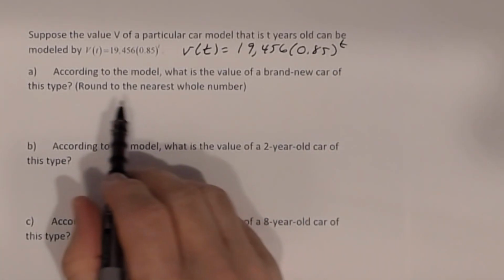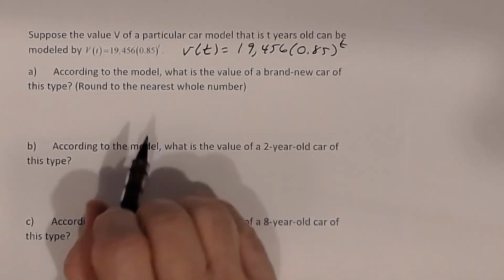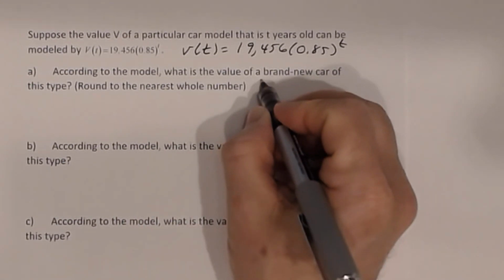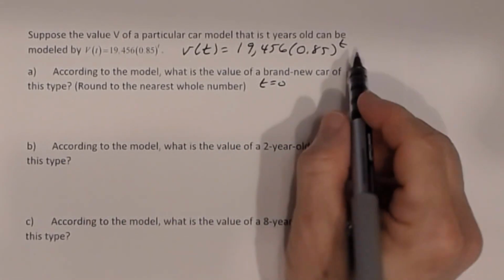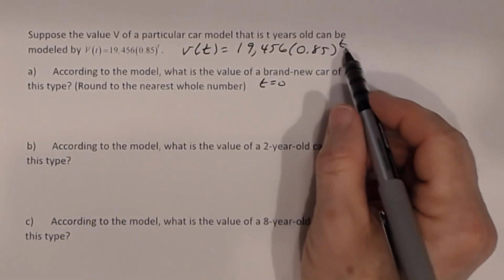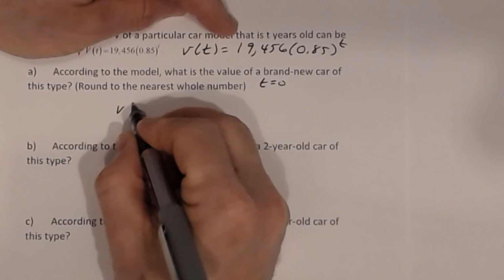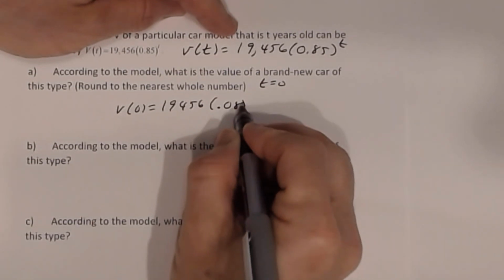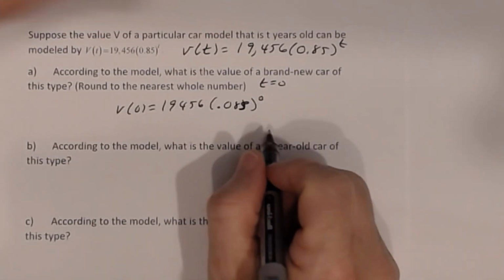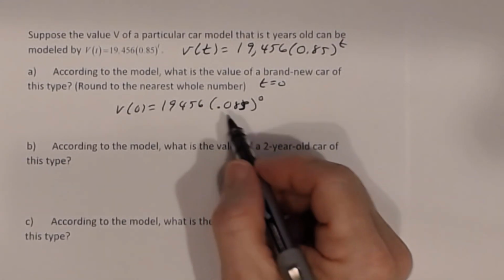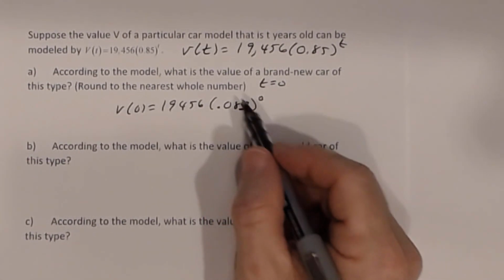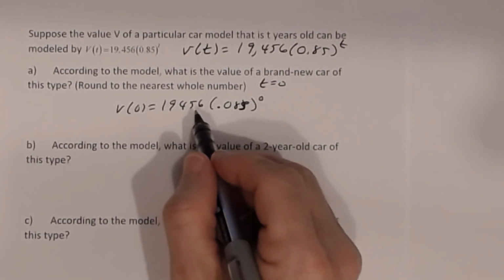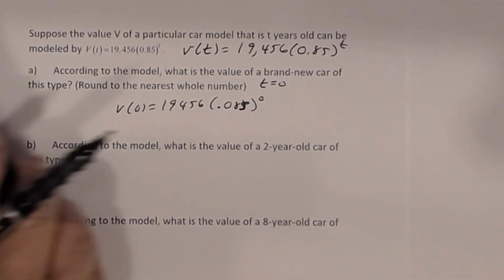All right. And so part A says this, according to this model right here, what is the value of a brand new car? Well, a brand new car would mean that T is 0, okay? And so you're going to substitute 0 in place of T. So you get V of 0 equals 19,456 times 0.85 to the 0 power. Well, most of you know that any non-zero number raised to the 0 power is 1. And then 1 times 19,456 is 19,456.